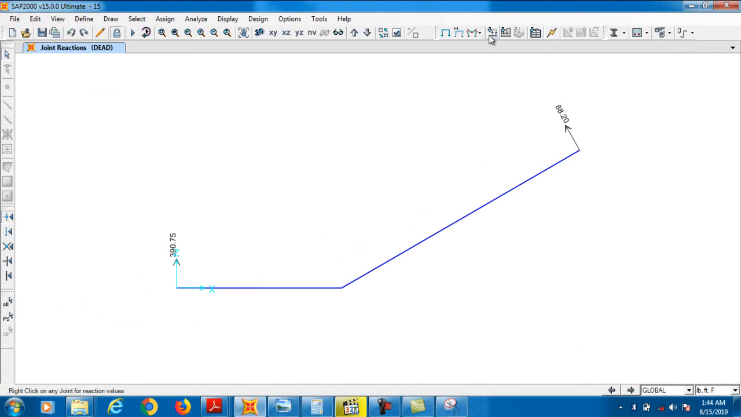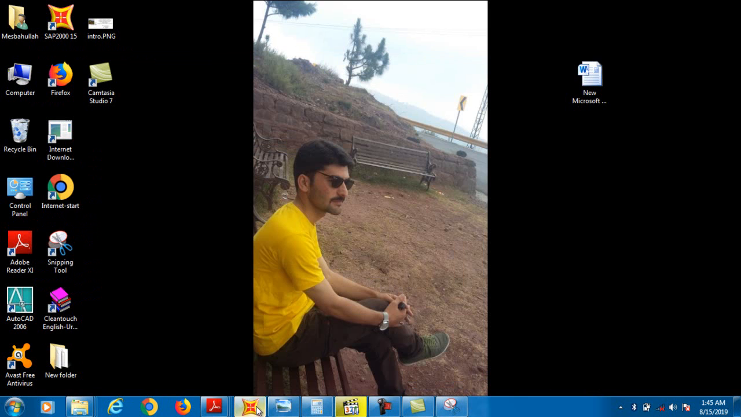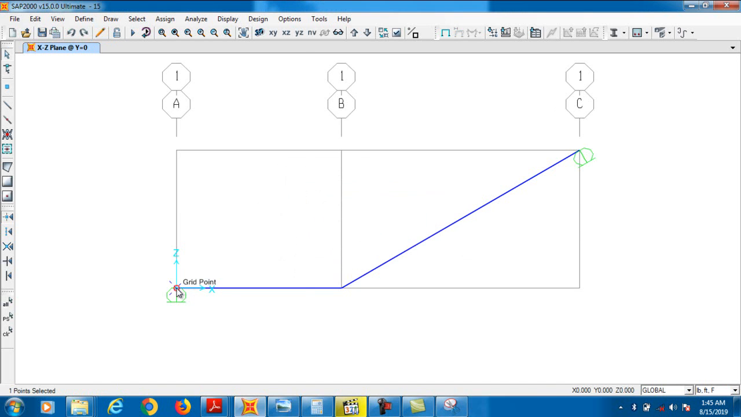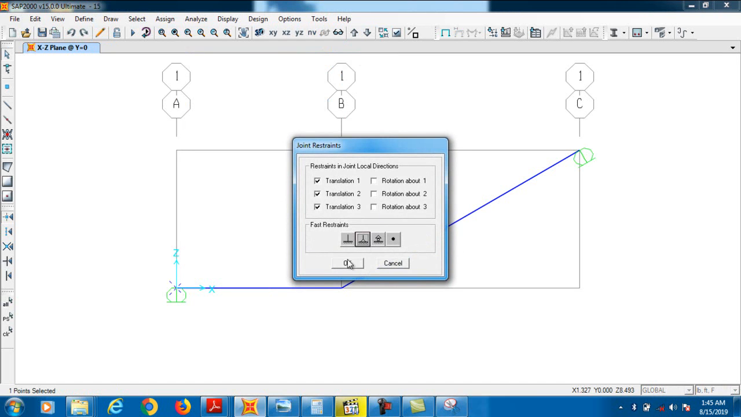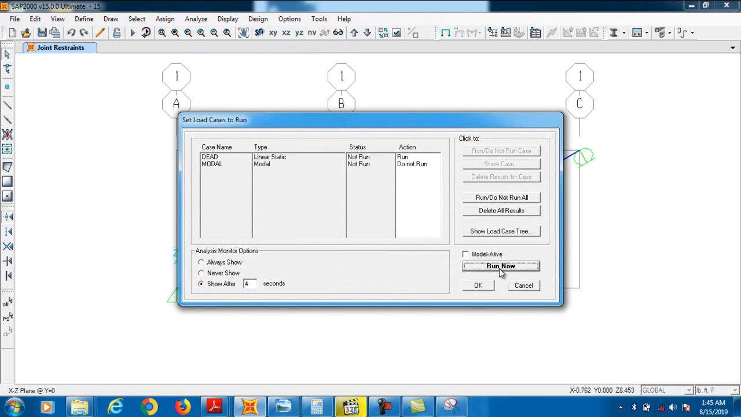You can draw shear force and bending moment diagram as well. And you must know that this joint is basically a hinge joint, because there it is said that A joint is basically a hinge joint. Let's repeat the process: unlock the structure, select the joint, assign, joint, restraint, hinge joint. So now this joint is the restraint. You only make these changes and then again analyze the structure.